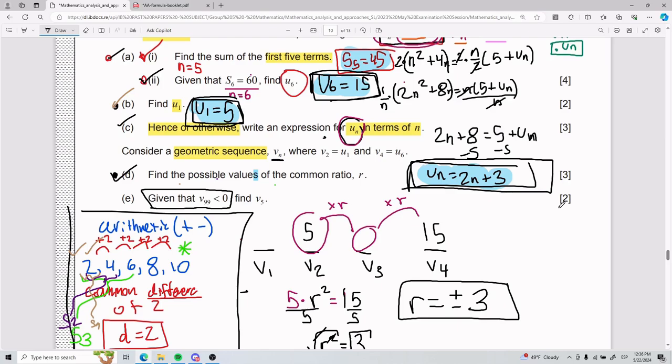And so think about it this way. If you were always multiplying by a positive 3, would you ever end up with a negative value in your geometric sequence? Technically, no. If you're multiplying by a positive value and your terms are already positive, they're never going to go negative. But if you're multiplying by a negative value, some of them will be positive and some of them will be negative.